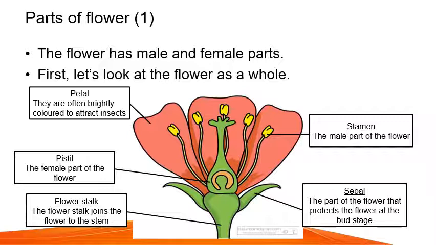Starting from the F, flower stalk, pistil, petal, stamen, sepal. Who plays games knows this? FPPSS. First person shooter. That is the way to remember. So, F for flower stalk, P for pistil, P for petal, S for stamen, S for sepal. FPPSS.